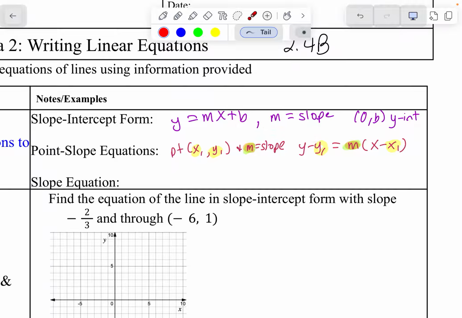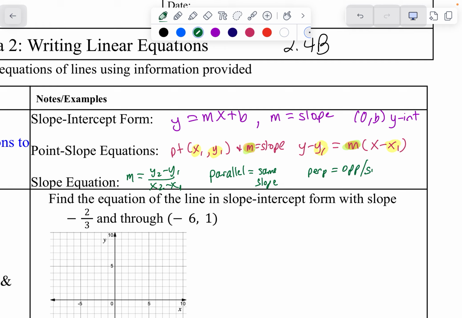And then, of course, you do need to know your slope equation for 2 points, y2 minus y1 over x2 minus x1. So the change in y over the change in x, rise over run. It's also good to know that parallel lines have the same slope, and perpendicular lines have opposite signs, and they are reciprocals. They multiply and get -1, okay? So that's the stuff you need to have in your head.